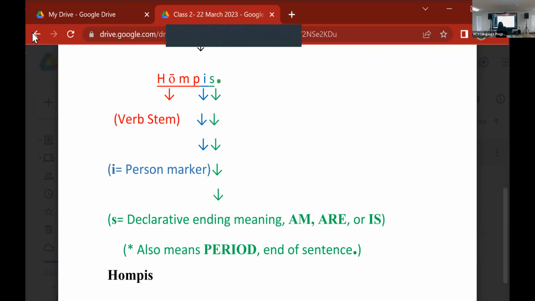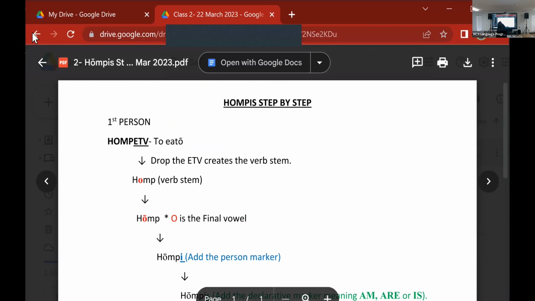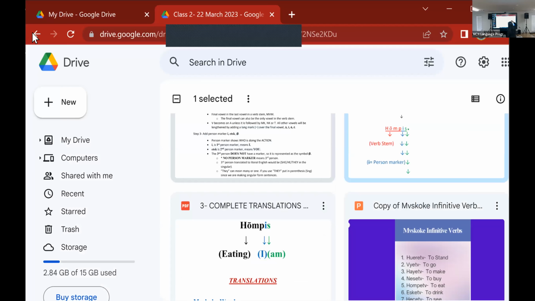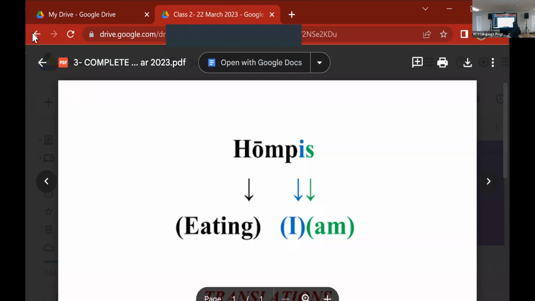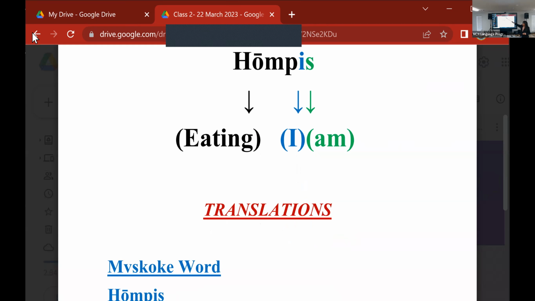Right. And then let's go to the final page here. It is just a little bit more broken down for you. So we went from hombida to home base. You see this part means eating. This I part is I, S is am. I'm going to put the period there so you guys can put the period. But to me, it was exciting to know that this one thing is a sentence. People look at it that don't know Mvskoke and say, oh, it's a word. No, it's a sentence. And so you can see eating, I am.